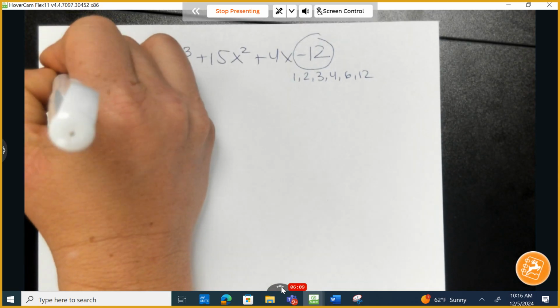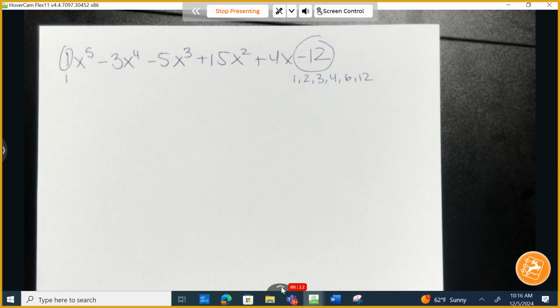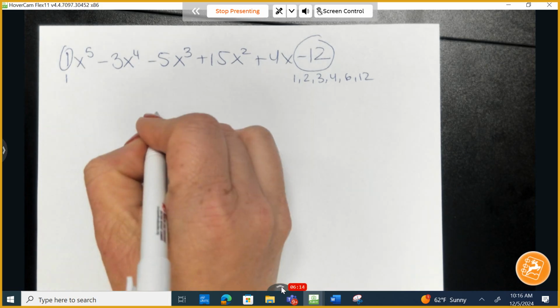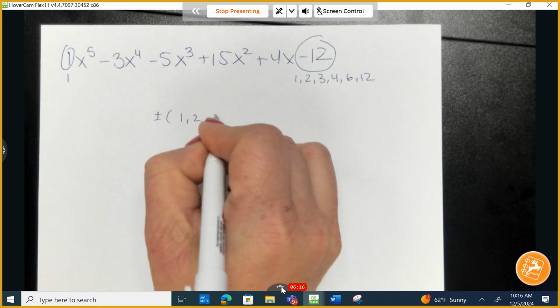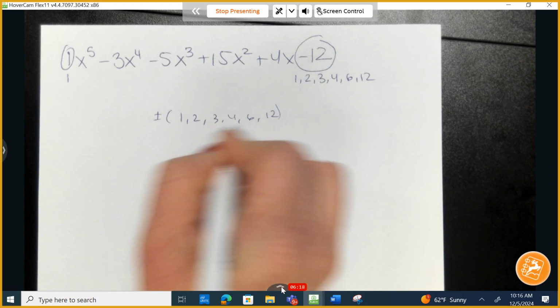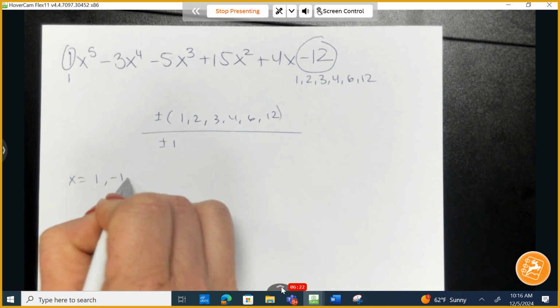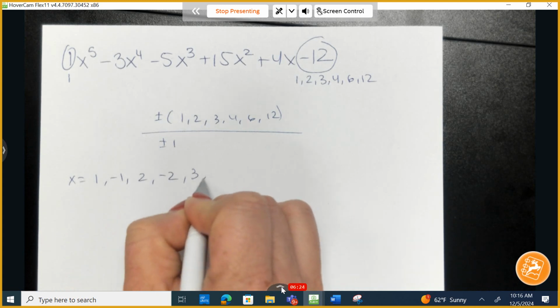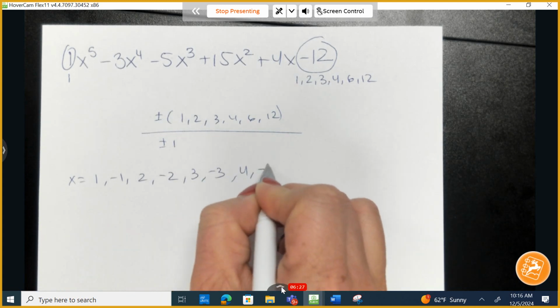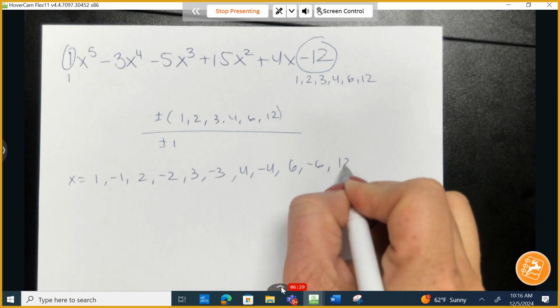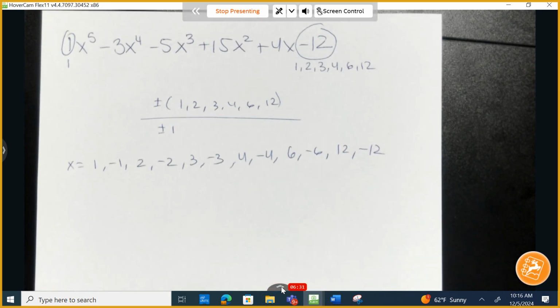Leading coefficient is 1. The only factor of 1 is 1. So I have 1, 2, 3, 4, 6, and 12 all over 1. I'm going to list the numbers at this time. I have 1 and negative 1, 2 and negative 2, 3 and negative 3. And it's time to start testing them.